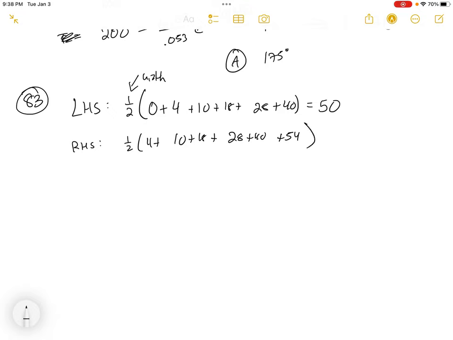but 54 on the end, right? This is actually going to be 77. Okay, so that is A and C.